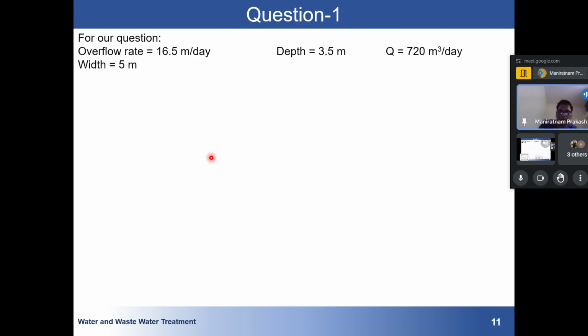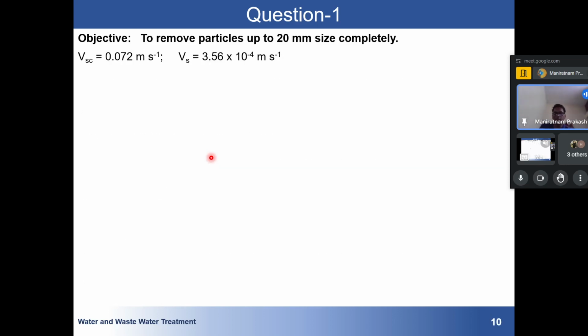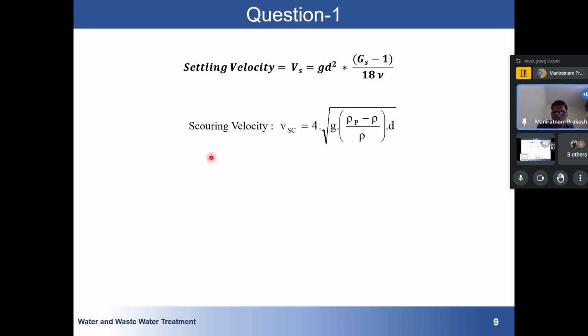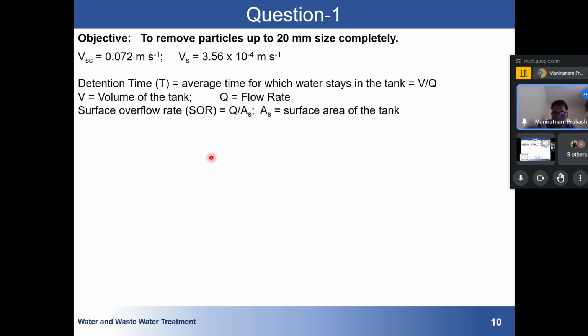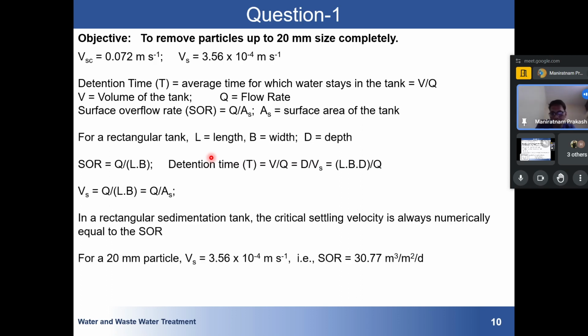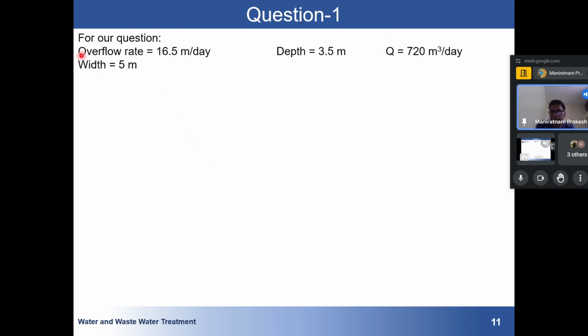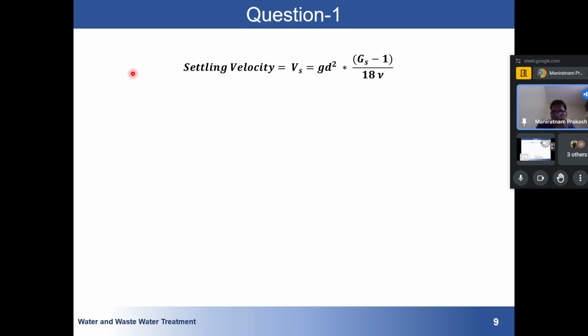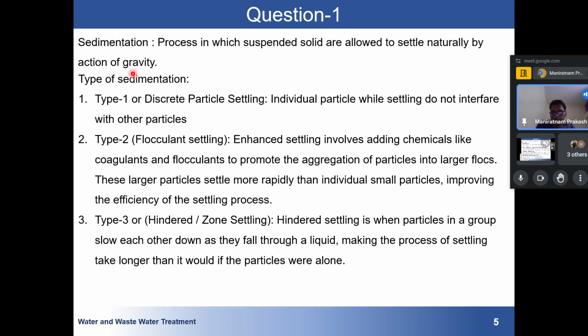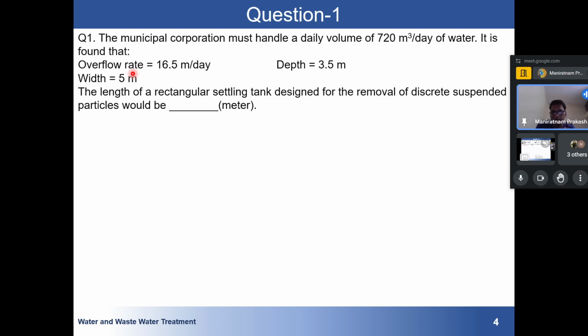Okay, so I will be moving forward. I have already discussed the settling velocity, the scouring velocity, and a concise concept of how to design a primary sedimentation tank. Coming to our question, you should understand the language of the question. If you understand the language of the question, then you will be able to answer it very easily. Just ignore the first part. It is just saying discrete suspended particles. This word discrete is itself explanatory. The question is giving a hint that you have to use the velocity which is used for discrete particles.